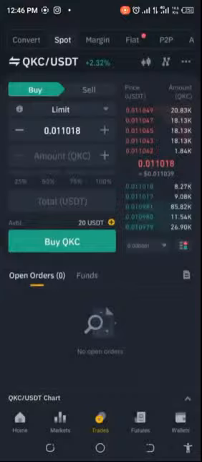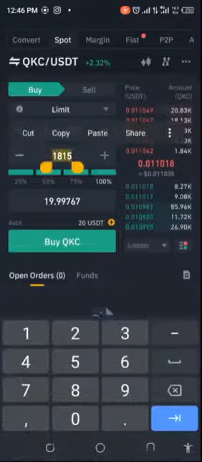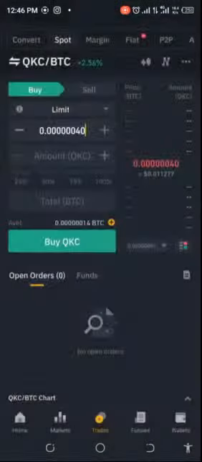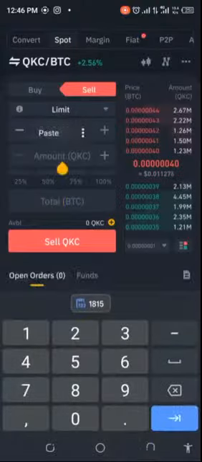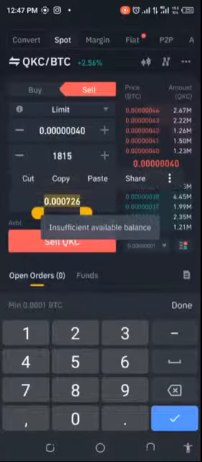So what do we do first? We need to buy 100%. It's not picking up everything. It's just doing 19.99. Let's check that out. Go straight to BTC. Are we still good? And then we'll sell that to BTC. Then you put in there the QKC. Then we'll copy the BTC and let's go see what this is going to give us.